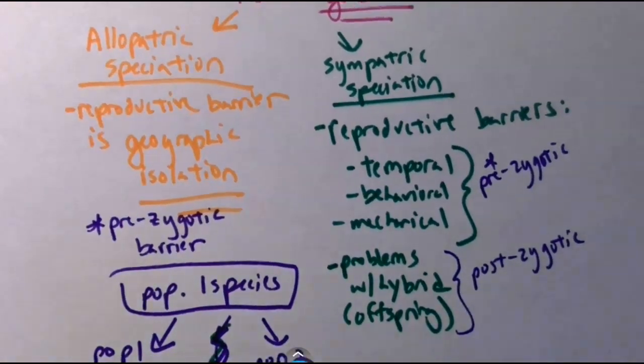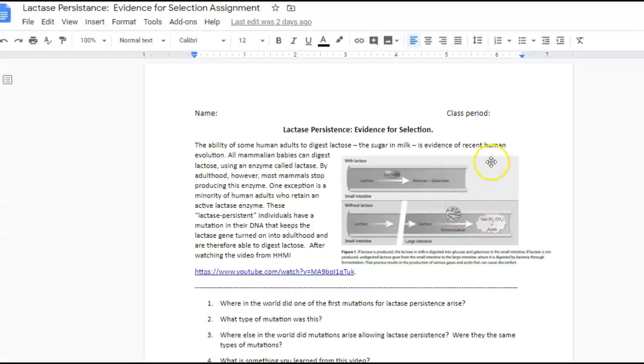So those are speciation questions answered based on what you wrote on the form. So I've gone over your speciation questions, and I want to preview the lactase activity, which is going to be your homework. It covers mutations, pedigrees, and natural selection. So each student will get a copy, a Google Doc of this lactase persistence evidence for selection.